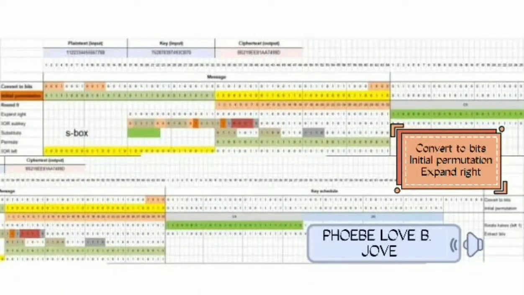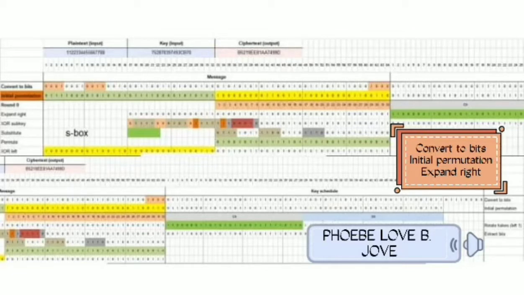Convert to bits. Bits represent one of two values, 0 or 1, and are joined together to form binary numbers. Initial permutation. The initial and final permutations are straight D boxes that are inverses of each other and hence are permutations. They have no cryptographic significance in DES.